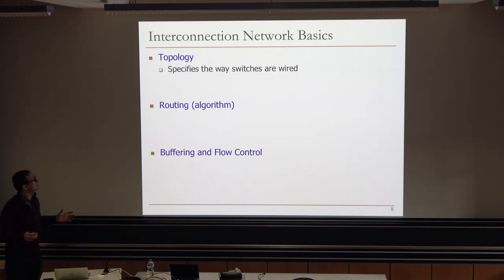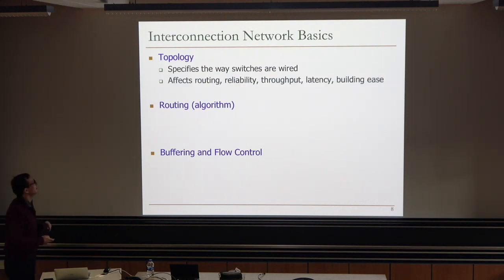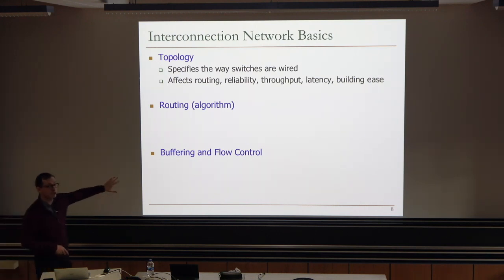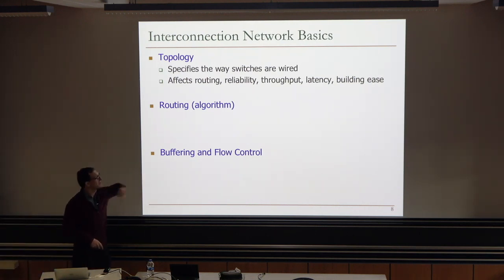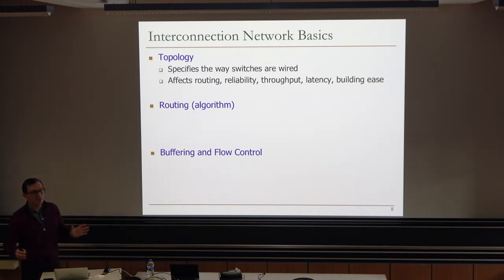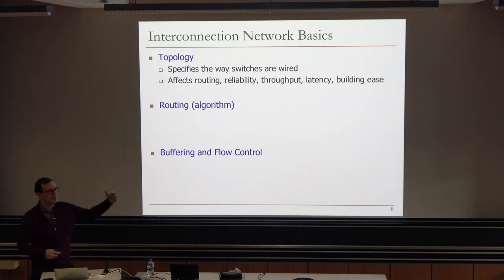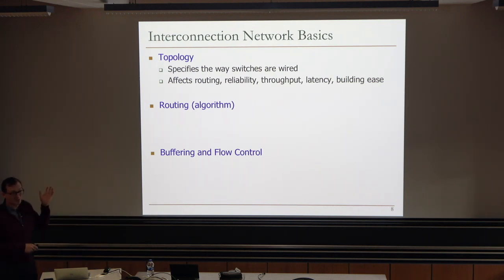Basically, topology specifies the way switches are wired, the way nodes are connected to each other. So it affects everything else, basically. It affects your routing, it potentially affects your buffering and flow control. Not exactly, but it may limit the choices that you have in terms of this, for example. It affects clearly your reliability, throughput, latency, and how easily you can build this. And we will cover a lot of different topologies, not everything, of course, because many topologies have been proposed over decades and decades. But we'll cover some of them since it's so important. And going forward, it's still important, I think.